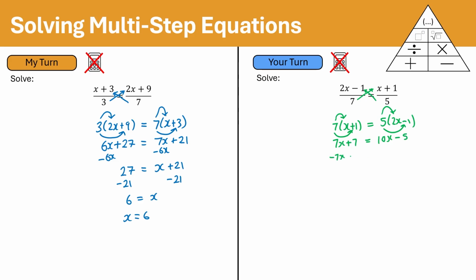I'll then subtract 7x from both sides, leaving me with 7 is equal to 3x subtract 5. I can then solve this two-step equation, add 5 to both sides. That gives me 12 on the left, 3x on the right. Divide by 3 on both sides. 12 divided by 3 is 4. 3x divided by 3 is x. My answer is x equals 4.